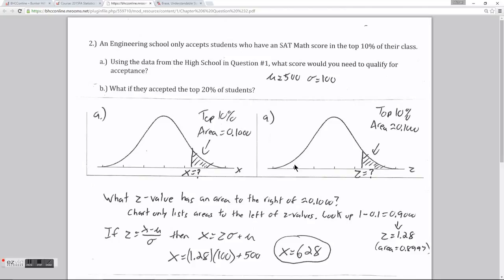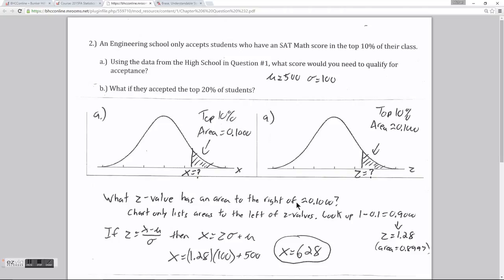So I'm going to answer this question using the standard normal curve. And I'm asking the same question over here on the standard normal curve, but I'm changing it into what Z value is it that has an area to the right of 0.1. Now to find the Z value, I'm going to use the normal table, but I'm going to use it backwards how I used it before. What I'm going to do with the table this time is I'm going to look up an area and then see what Z value applies to that area.